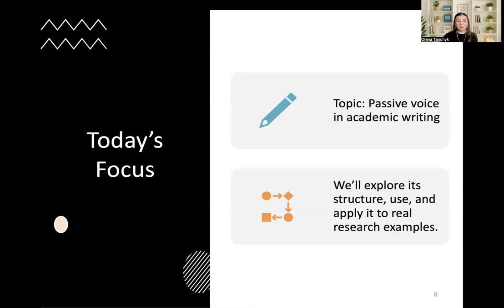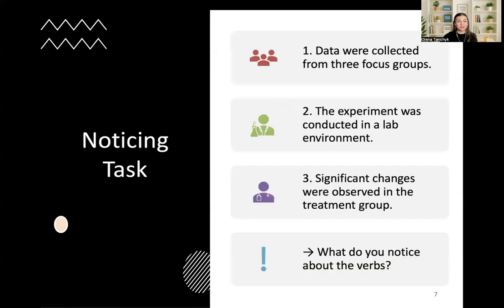Okay, so our plan for today is to discuss a new grammar structure, practice with some activities, and at the end, we will do a quick wrap-up activity. Okay, are you guys ready? Perfect. So let's look at some real examples taken from academic articles, and I'll ask you to notice what they have in common.